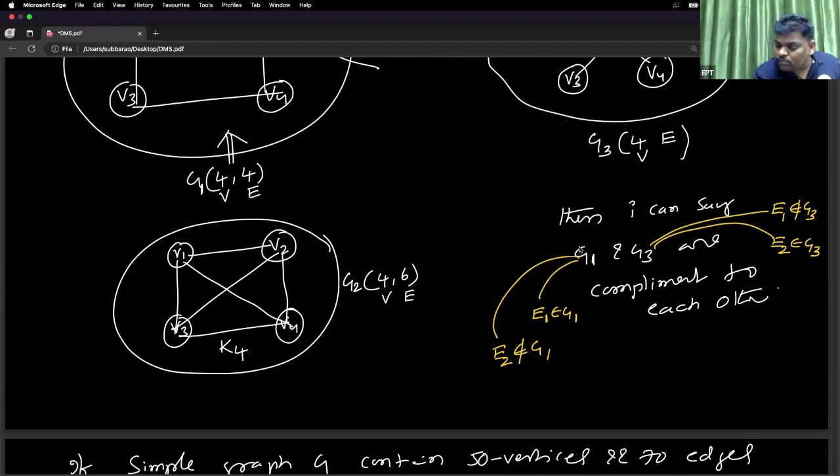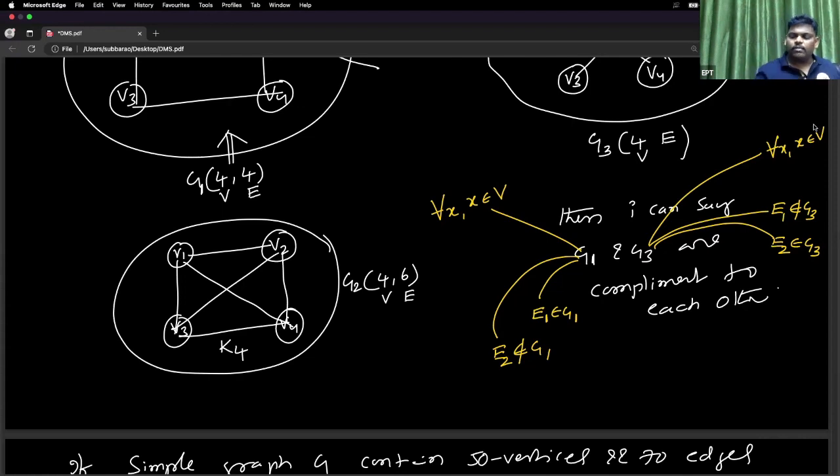Then what about what he says? For all x, where x belongs to the vertex set V. Here all are there, here also the same. For all x where x belongs to V, the same thing will be there. All vertices. Every x belonging to G1 will be there.